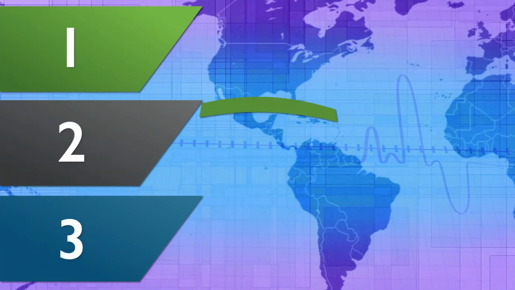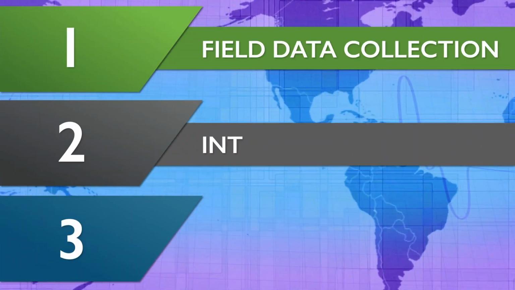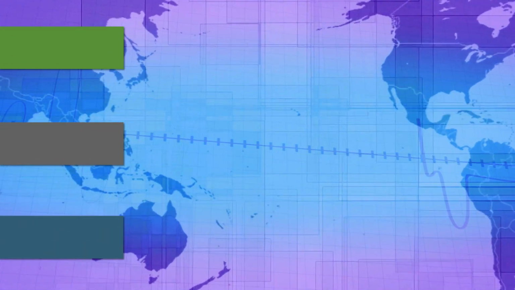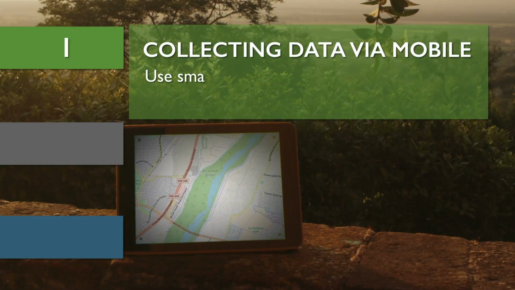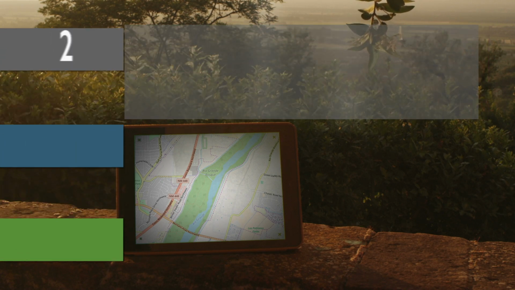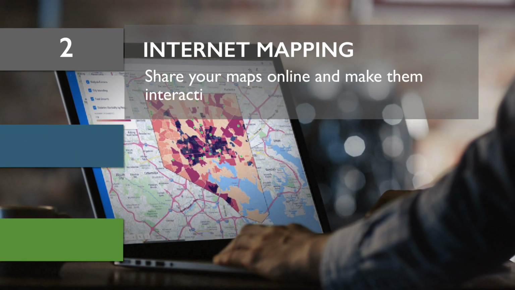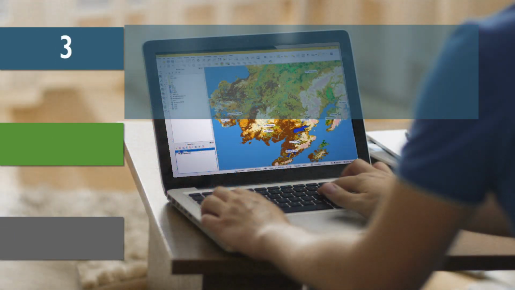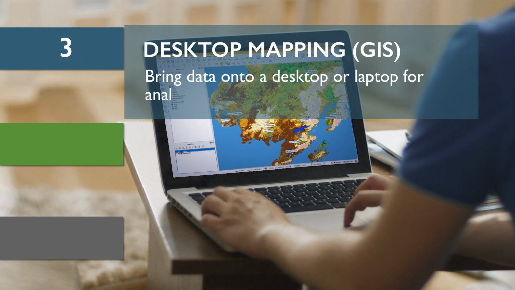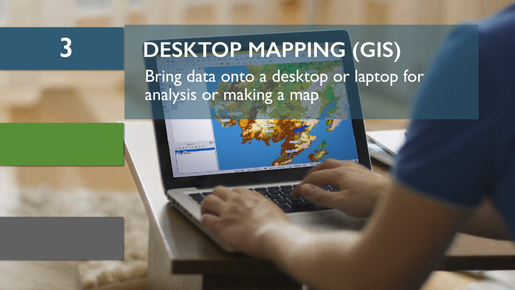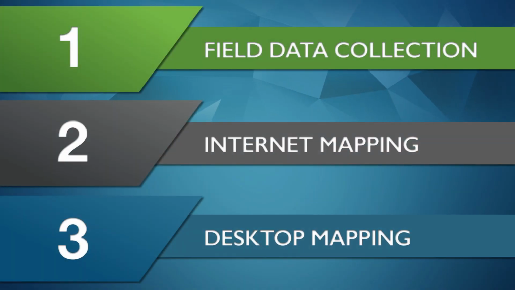Community Health Maps is essentially a workflow that uses existing low-cost and open-source tools. It involves three components: collecting community data using smartphones and tablets, using the data to create and share interactive maps on the internet, bringing the data onto a computer for analysis, or making maps using Geographic Information System (GIS) software.